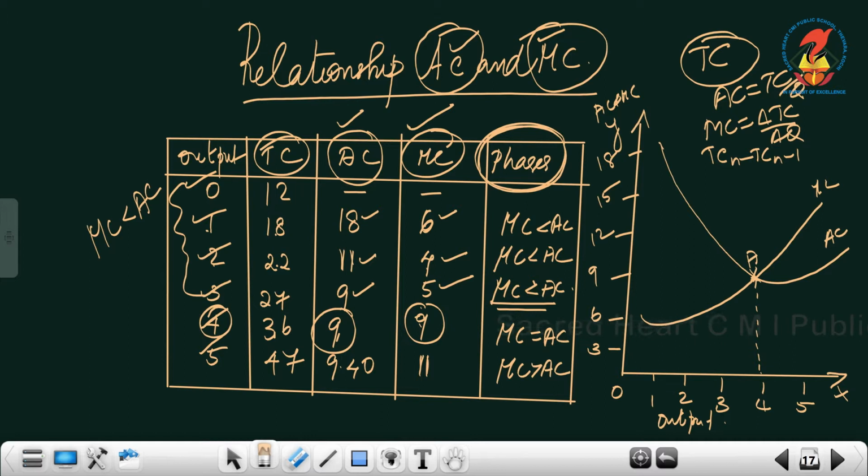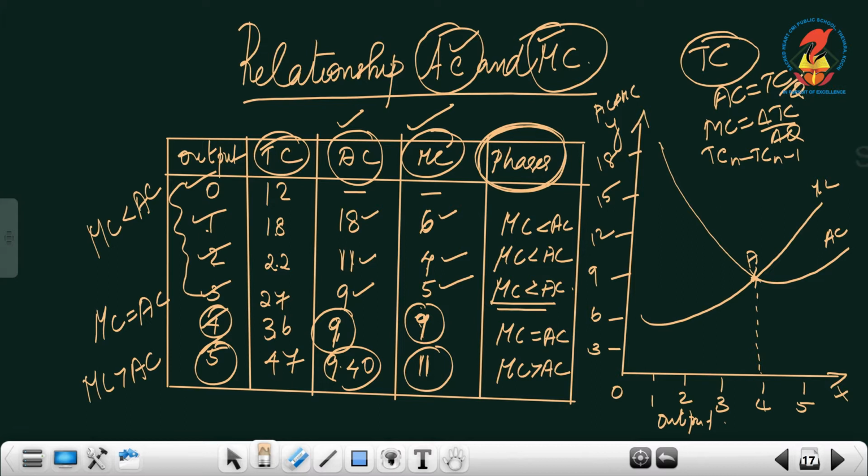Now at fourth level of output, 9 is equal to 9, which means MC is equal to AC. So automatically you will understand, if you draw two curves, they will intersect if the values are the same. Now at fifth level of output you can find MC is greater than AC. So based on this we can learn the relationship.